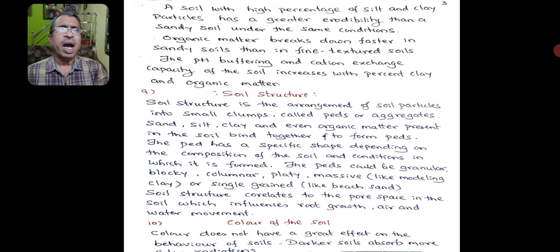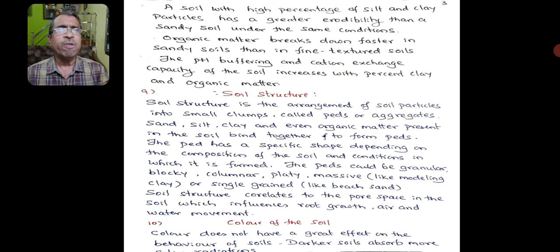A soil with a high percentage of silt and clay particles has greater erodibility than a sandy soil under the same conditions. Organic matter breaks down faster in sandy soils than in fine textured soils. It is because in the case of sandy soil, more air is present. That air degrades this organic matter.